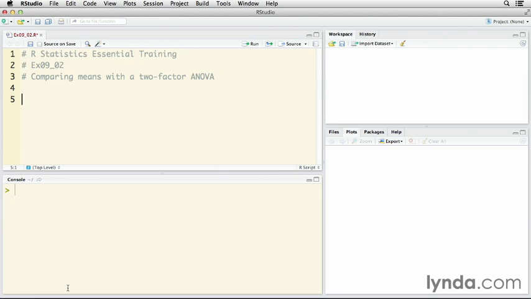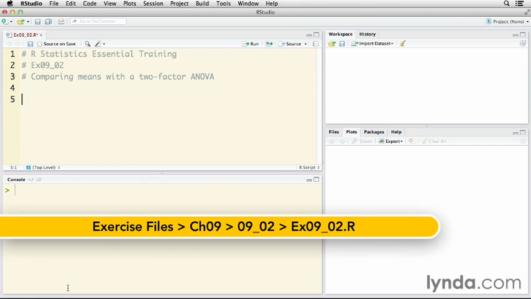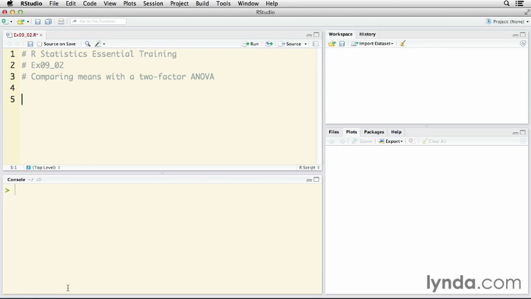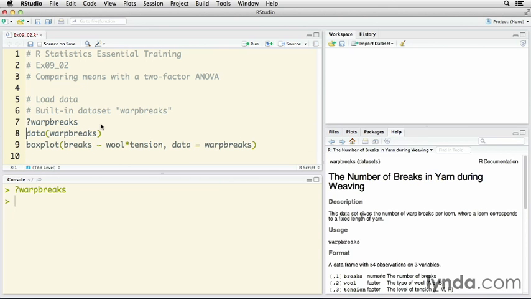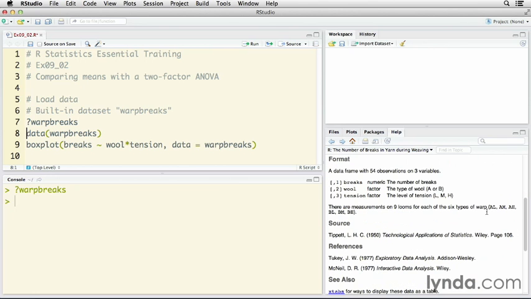Another particularly useful approach in inferential statistics is the two-factor analysis of variance, sometimes called a two-way ANOVA. What this allows you to use is two categorical predictor variables for a single quantitative outcome. In this example, we're going to use the built-in dataset warpbreaks, which is about yarn breaking during weaving. And the two predictors are the type of wool, which is either A or B, and the level of tension, which is low, medium, or high. The outcome is the number of breaks.